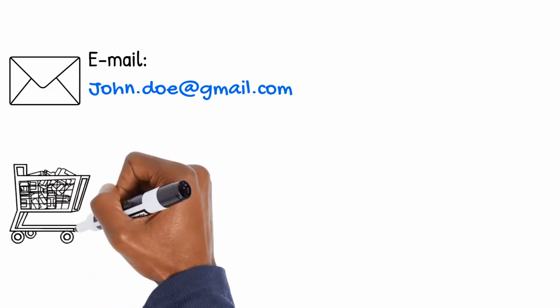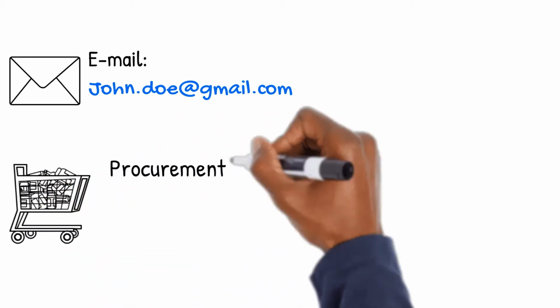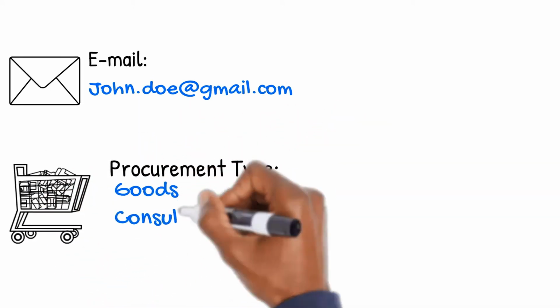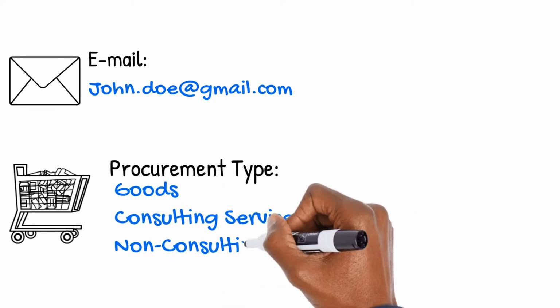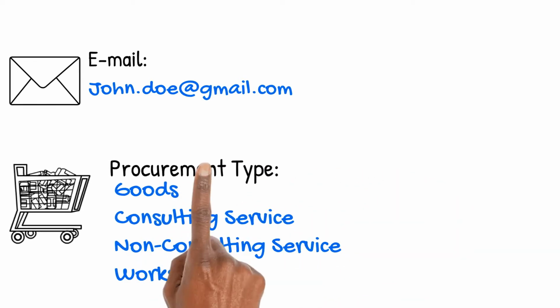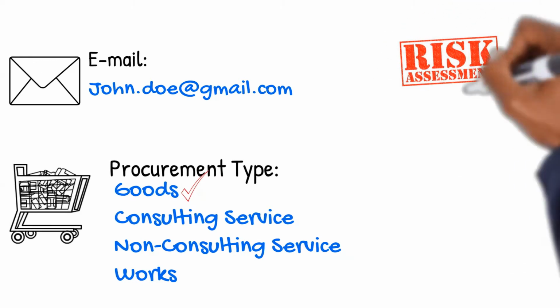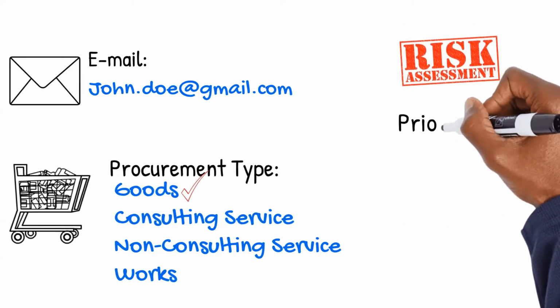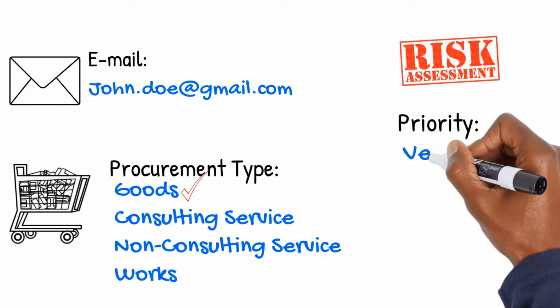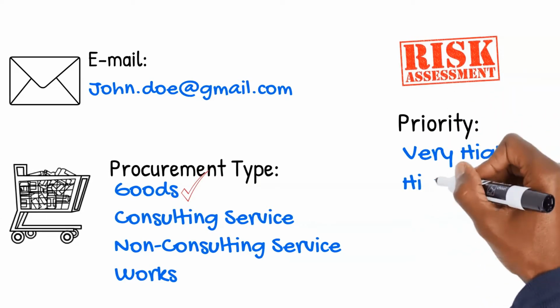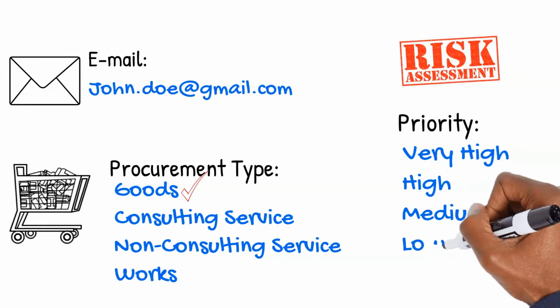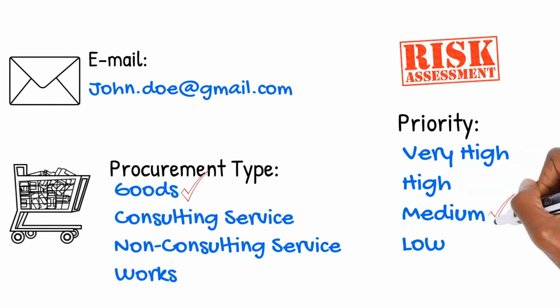What is your procurement type? Is it goods, a consulting service, a non-consulting service, or works? Indicate as appropriate. Also, tell us the priority of the project that you're working on. Is it a very high priority? Is it high, medium, or low? Tick as appropriate. Kindly note that if it is high or very high, you may need to provide justification later.